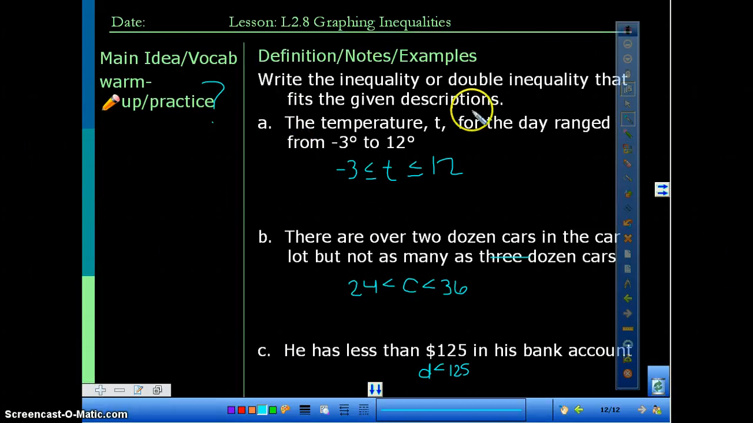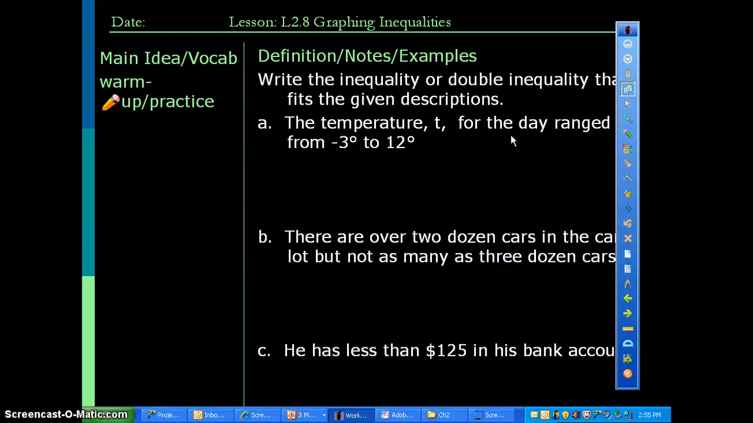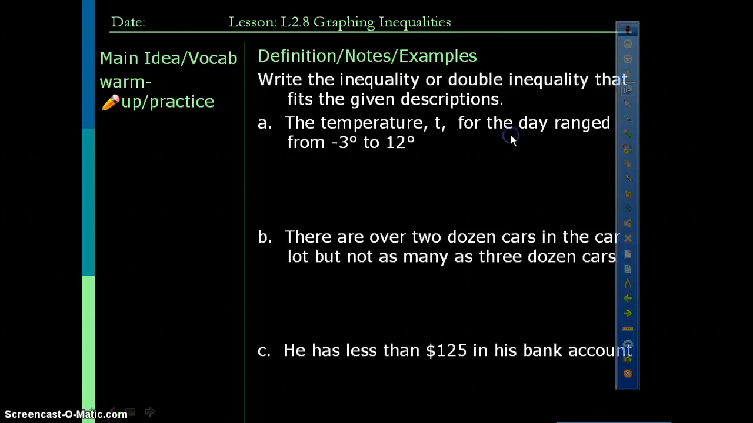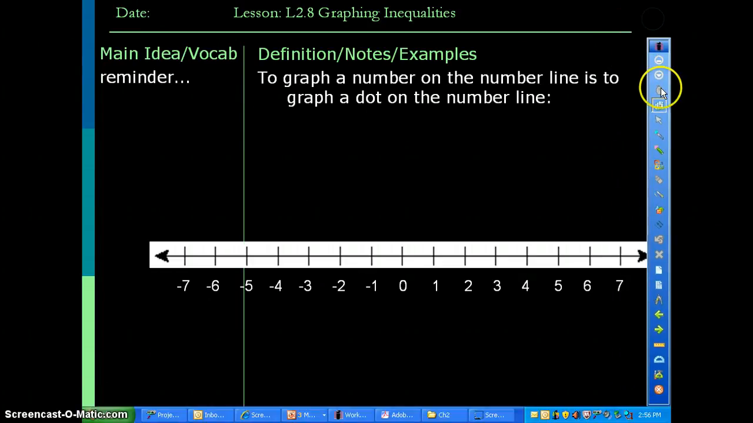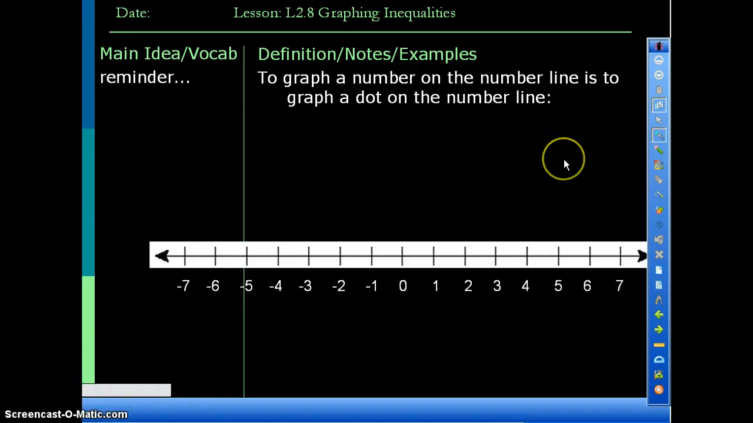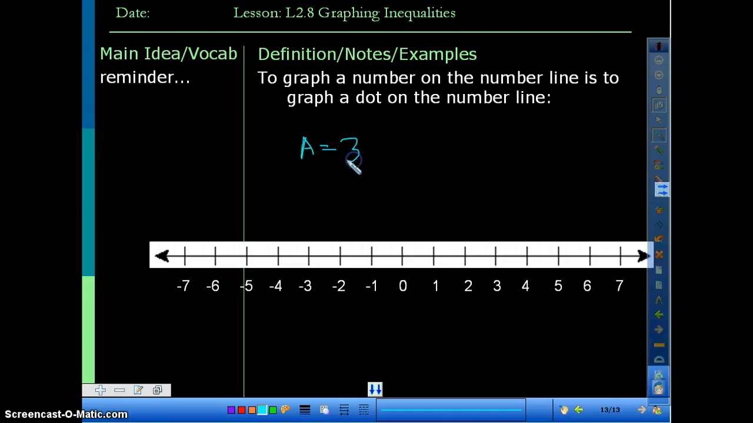Moving on, we are going to take a look at some background, some vocab for today's lesson, or just a few reminders about number lines. To graph on a number line is to graph the dot actually on the number line. So if I wanted to graph, for instance, a point A that is equal to 3, I would find 3 on the number line and graph it right on the number line. A graph just means that I'm coloring a dot right on 3.